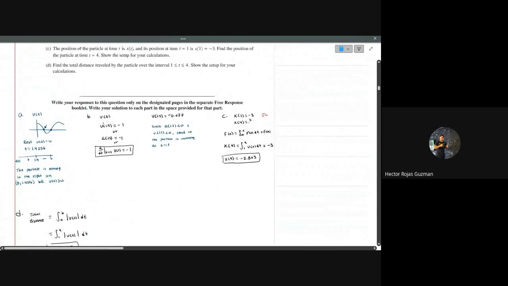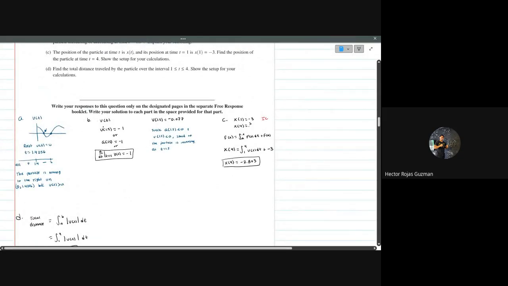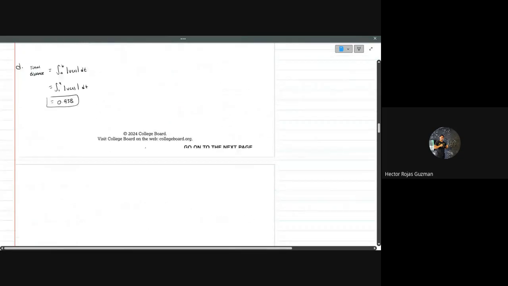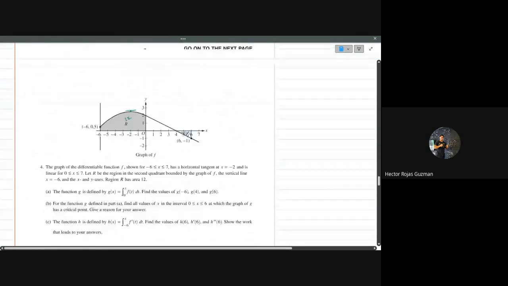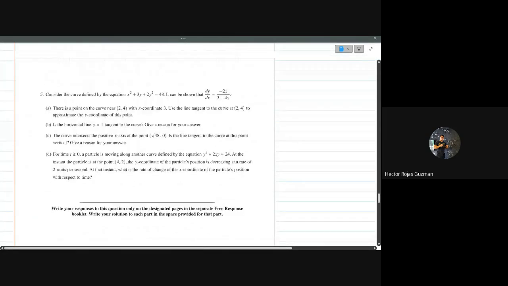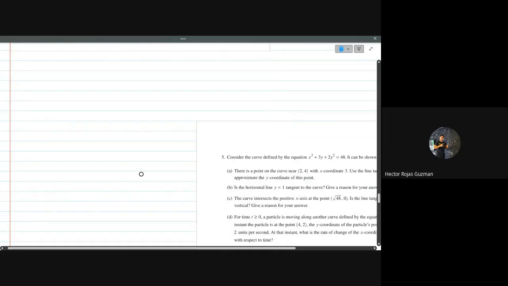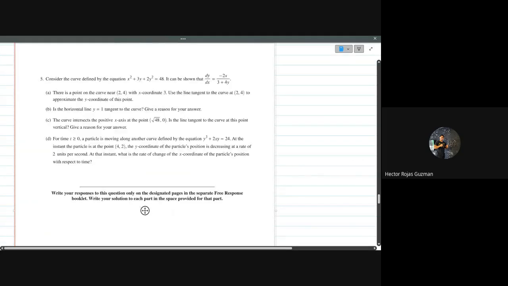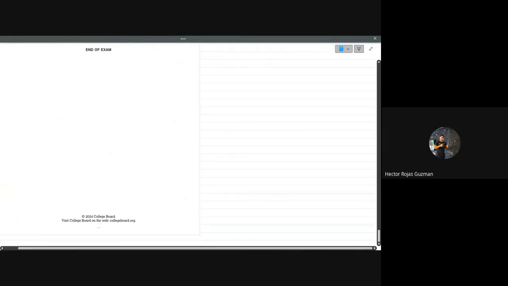So that covers question 2. Now we have to move on and jump all the way to question number 5. Here we go. This is why I didn't want to zoom out. There we go. Oh, again.